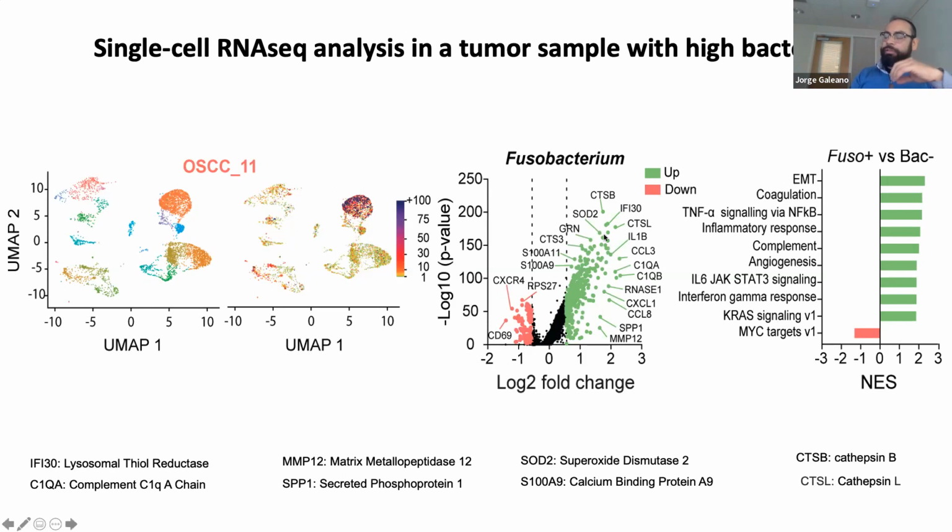And what we found is that cells that contain Fusobacterium increase the expression of molecules that are involved in the pro-inflammatory response, like production of chemokines and different interleukins.